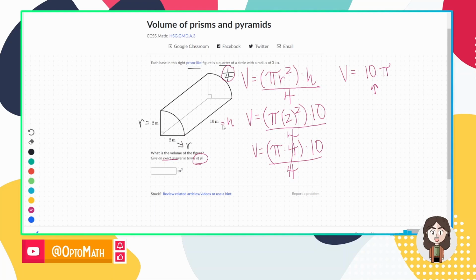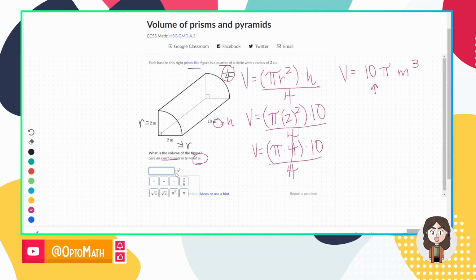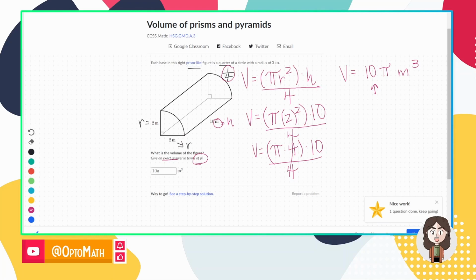So let's go ahead and write our units. Meters, and it's volume, so it's cubed, which we see here written for us anyhow, but it's good to practice units. So we have our 10, and we click our pi button. And let's check. Here we go.